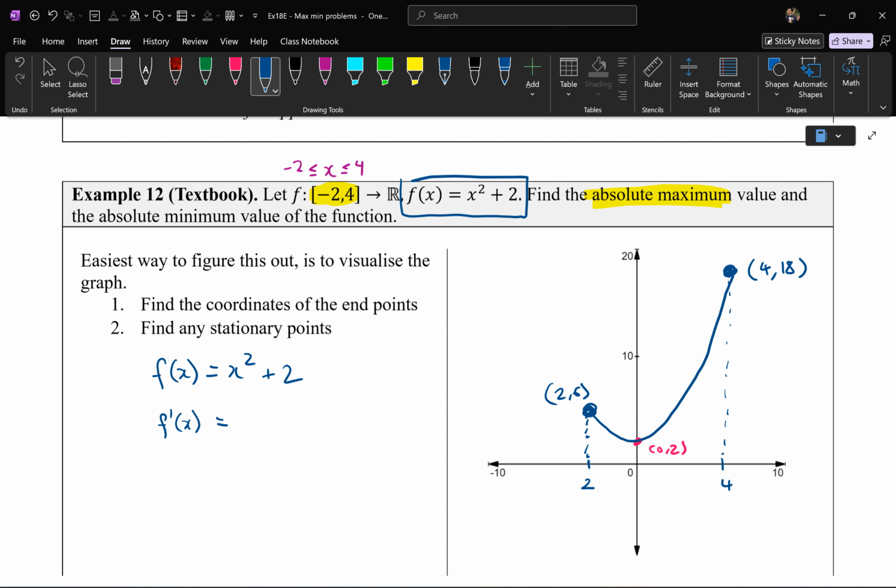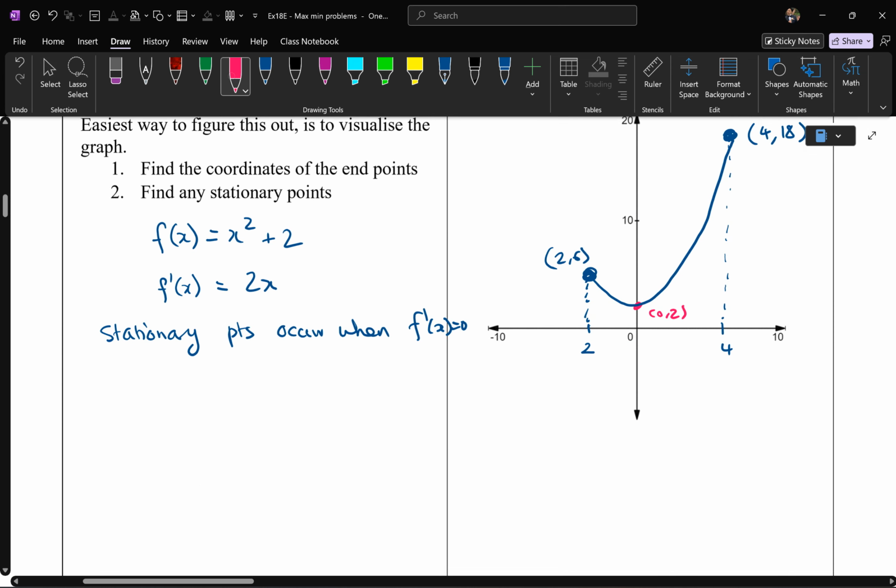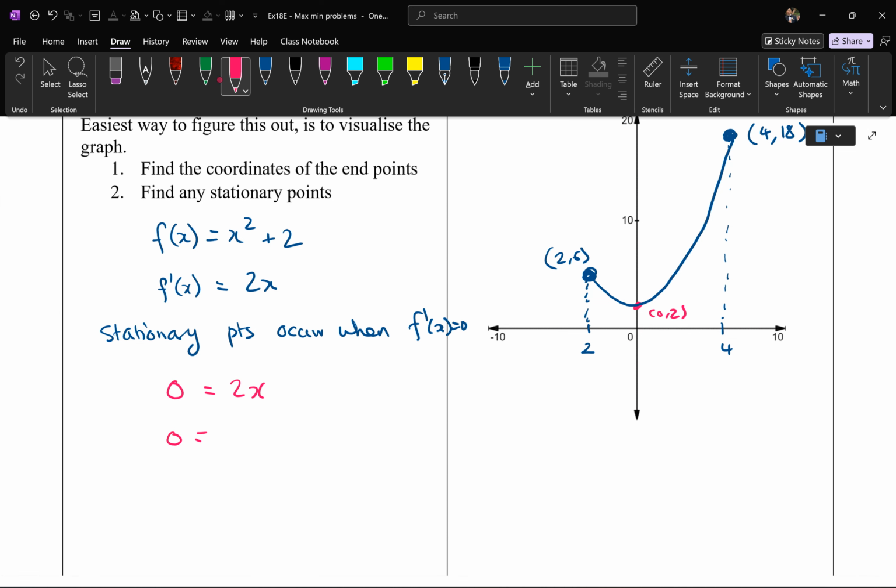Let's go. What's the derivative of x squared plus 2? Let's go with Anthony. 2x. Beautiful. So we say stationary points occur when the derivative is equal to 0. So we solve for it. We say, okay, derivative is equal to 2x, so I'm going to make it equal to 0. Divide both sides by 2, x is 0. So this means at x equals 0, the derivative will equal 0.